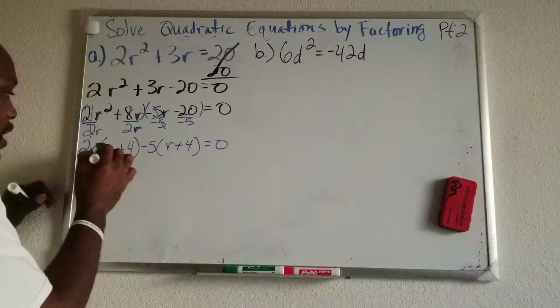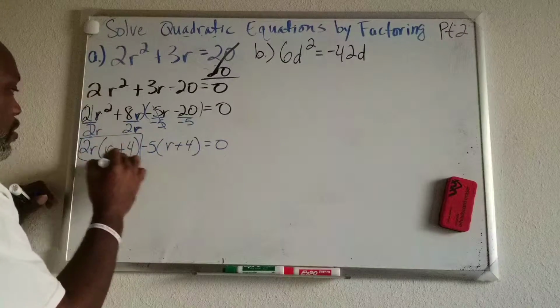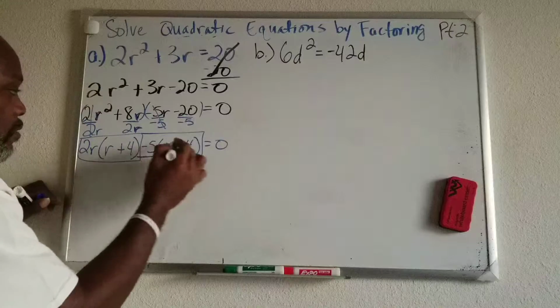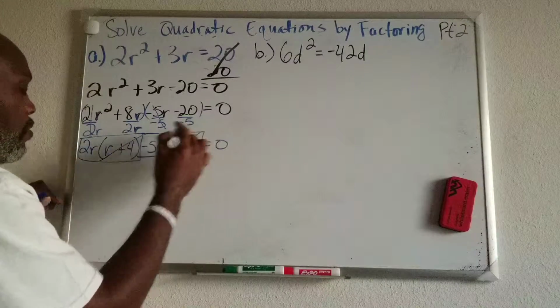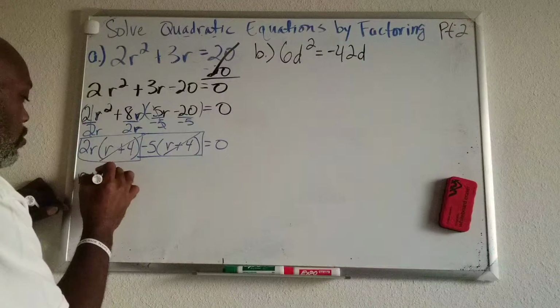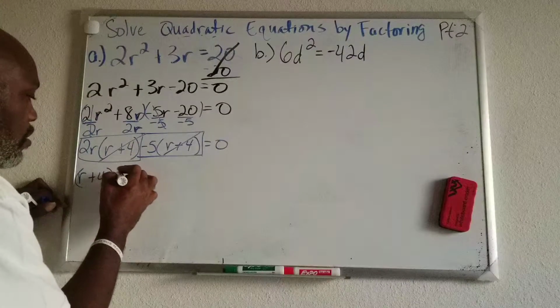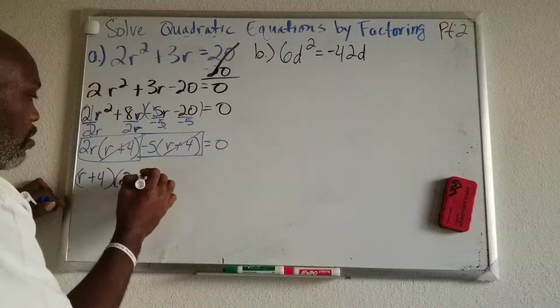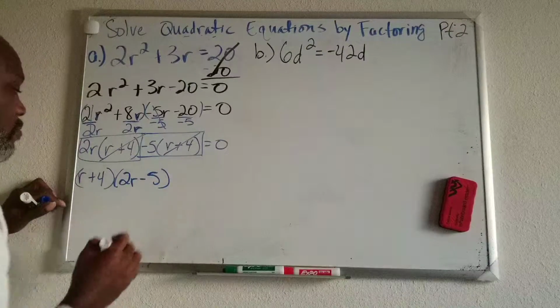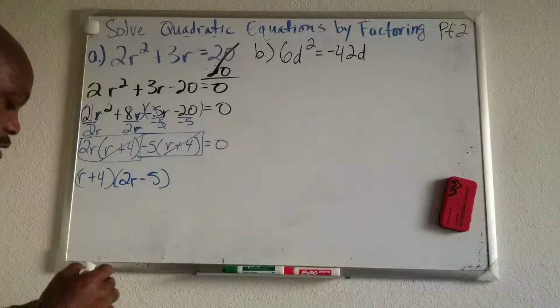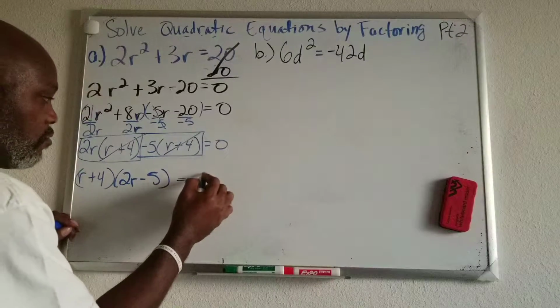And we factor out again, right? The things that they have in common are r plus 4. So r plus 4, right? And we're left with 2r minus 5. Right? Now, if you don't understand what I did there, please go check out my other videos, and it'll make a lot more sense to you.